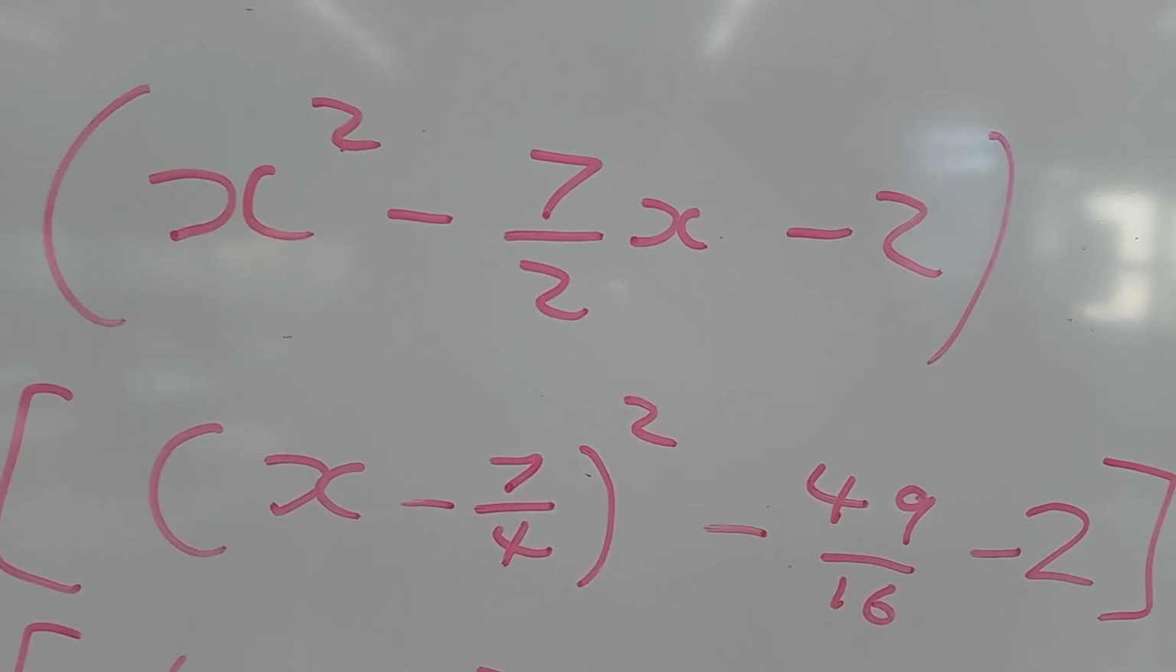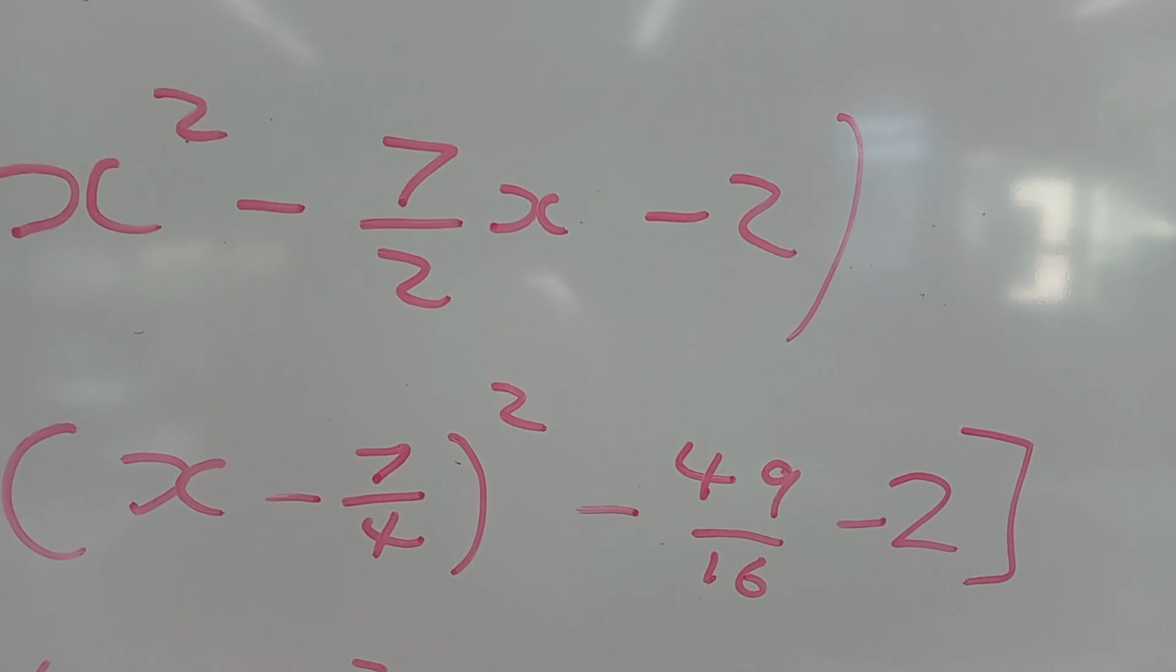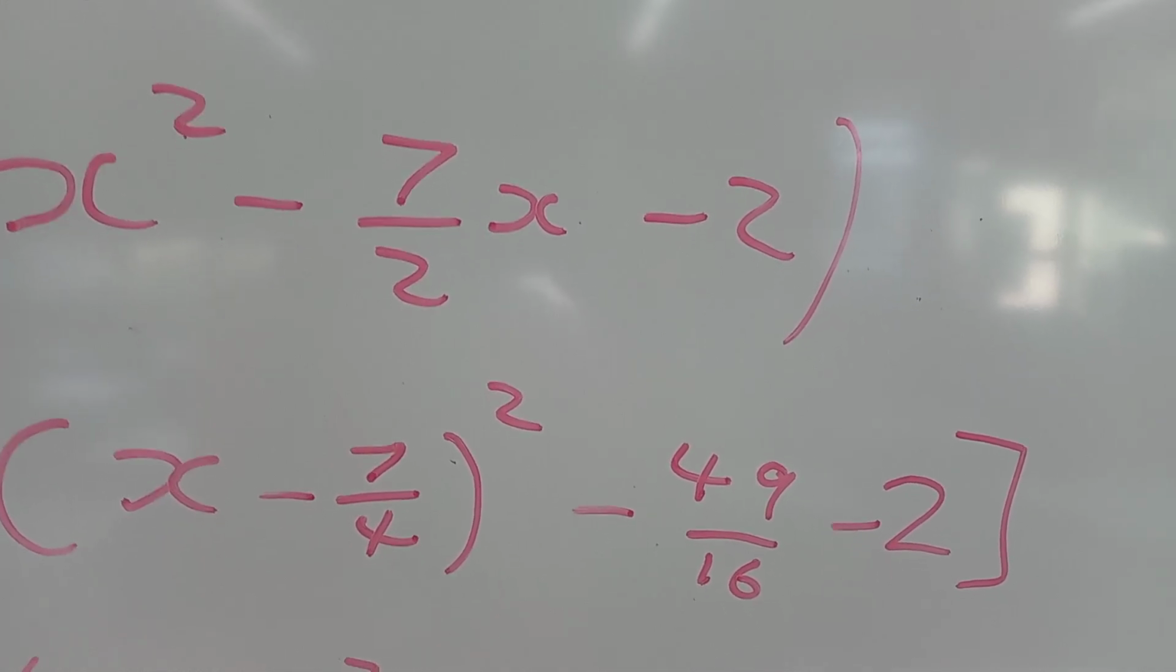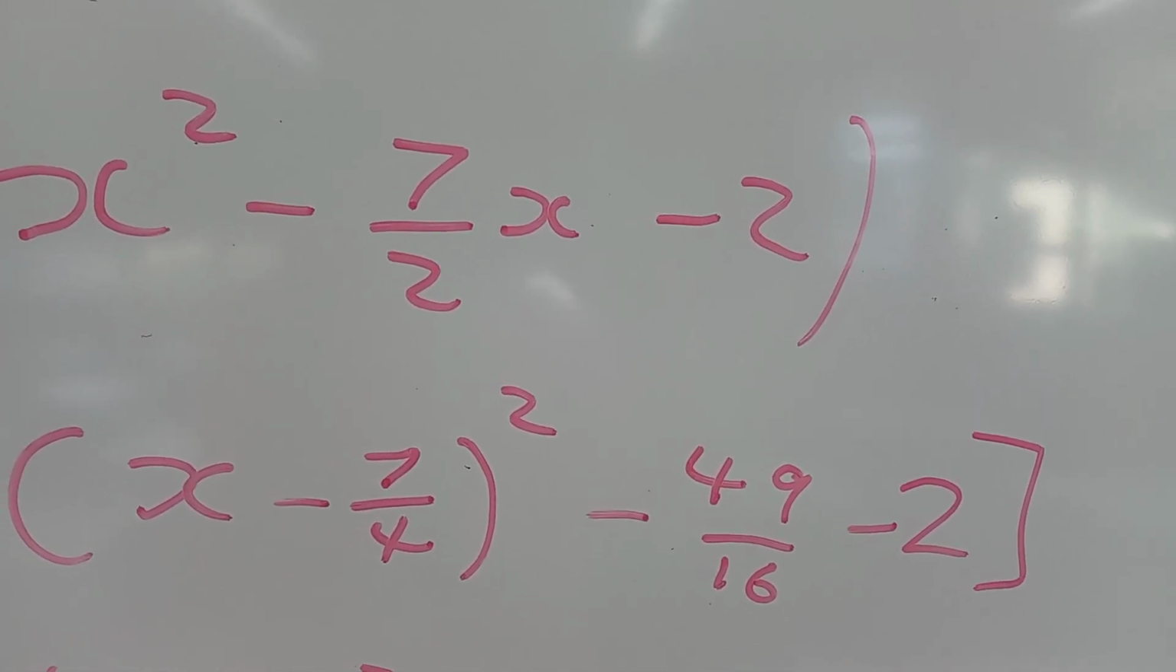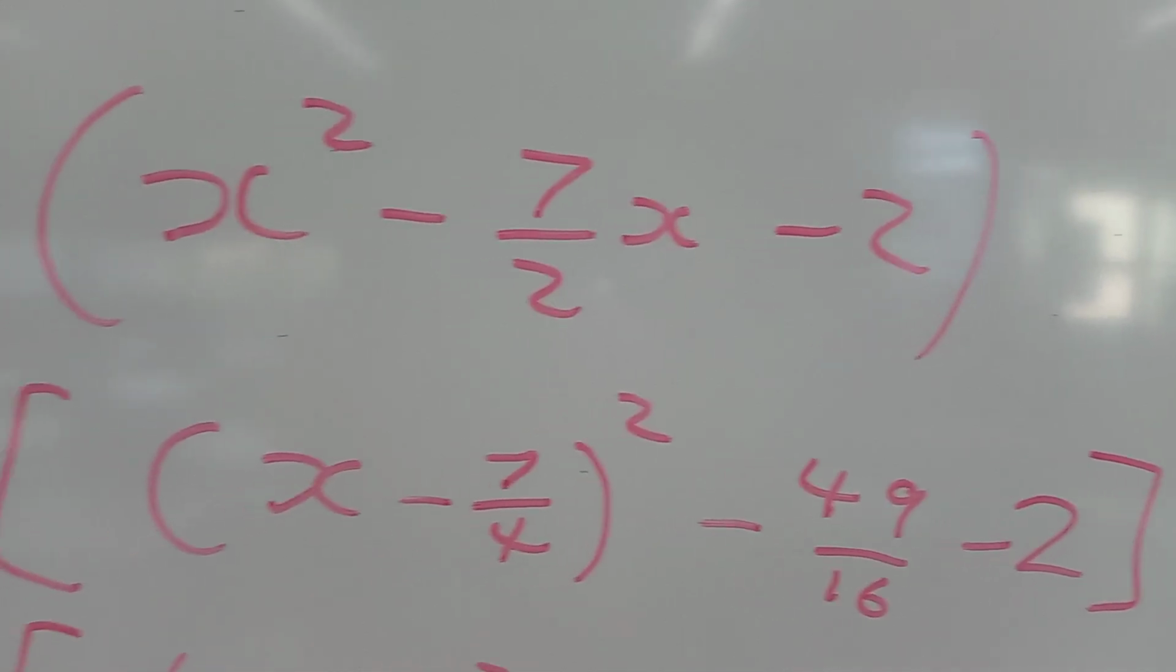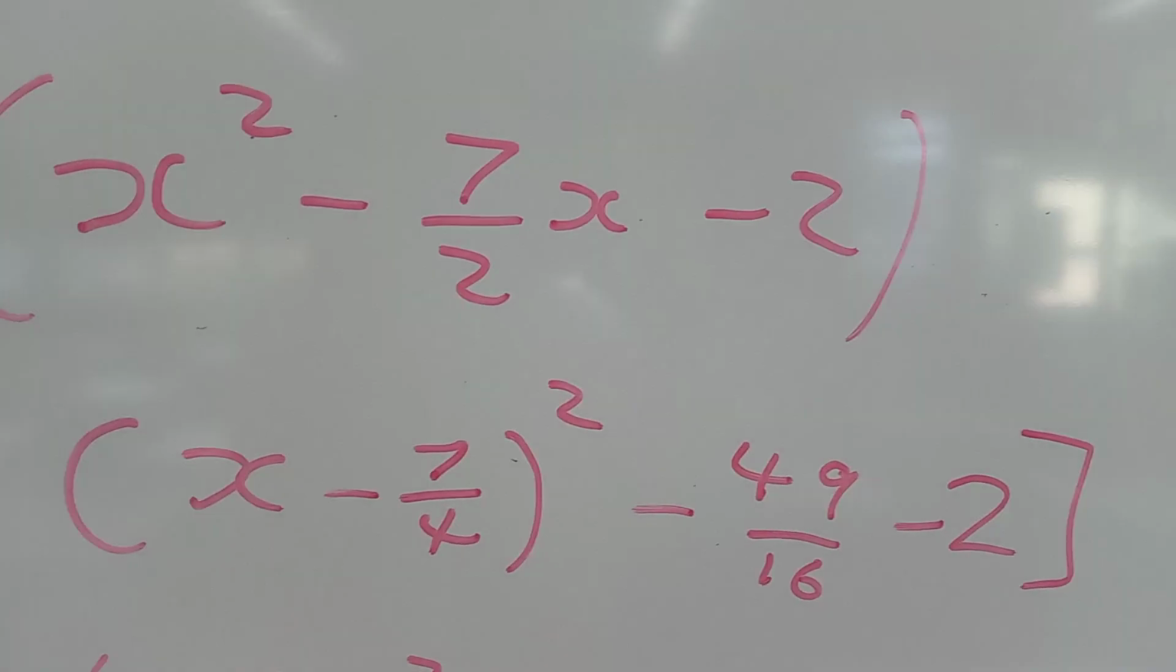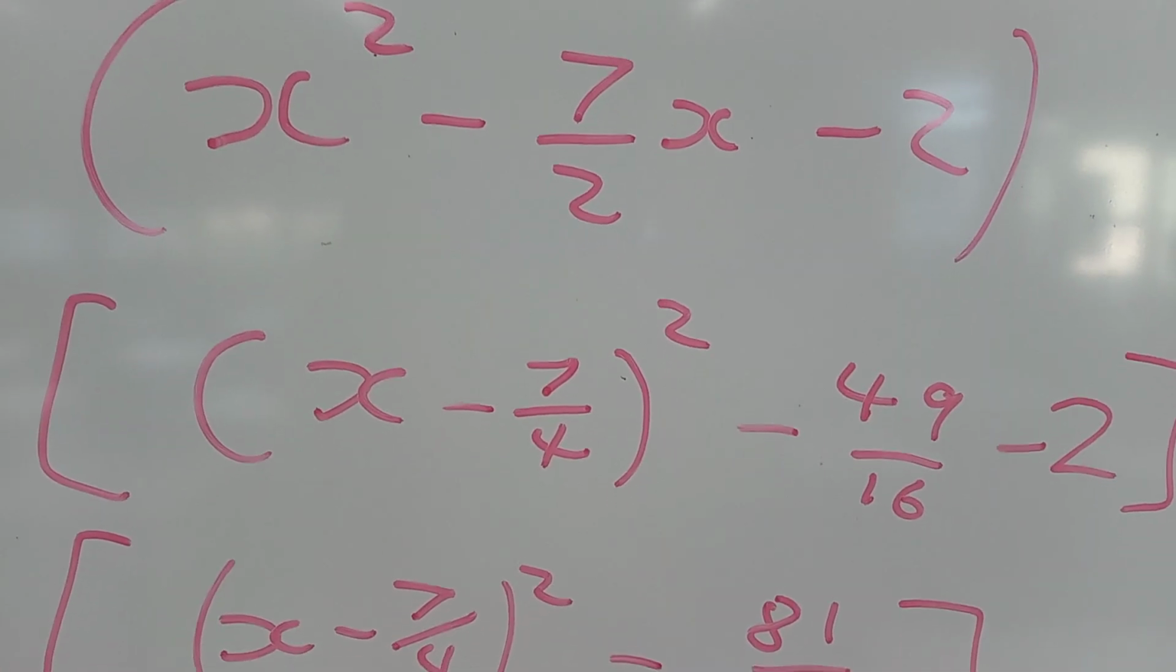So to make the equal sign continue to work, we need to subtract 49 over 16. And then we just bring down that negative 2. So remember, we've still got the 2 out the front of these square brackets. And now we go to the next step.